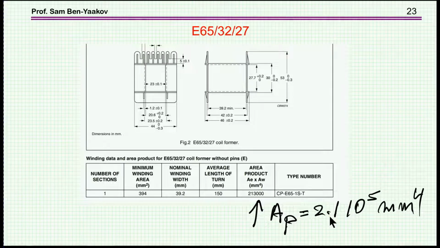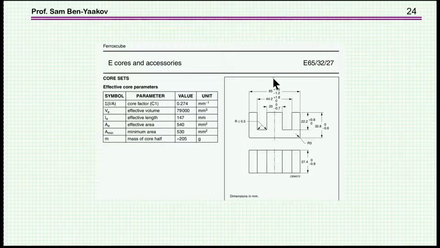And if this number is not given, you can go to the actual core drawing and estimate the area. This is half of the core, so the area here is twice, and estimate this area here. This is the winding area. And of course here we have more parameters like the effective volume and the cross-section area of the core that we would need later on. Okay, it's 440 millimeters square.